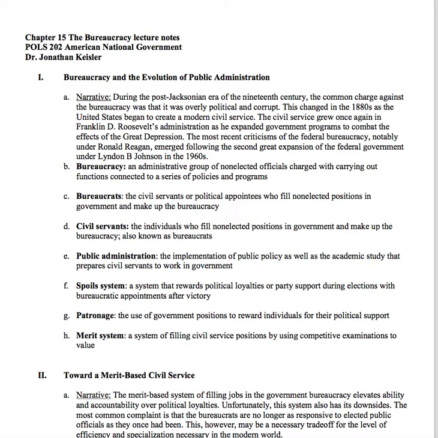Here are the key terms. So what's a bureaucracy? It's an administrative group of non-elected officials charged with carrying out functions connected to a series of policies and programs. It should be noted that this is largely in the executive branch.